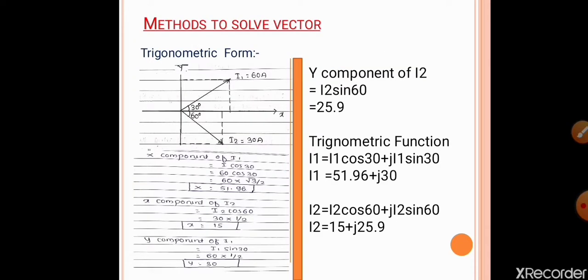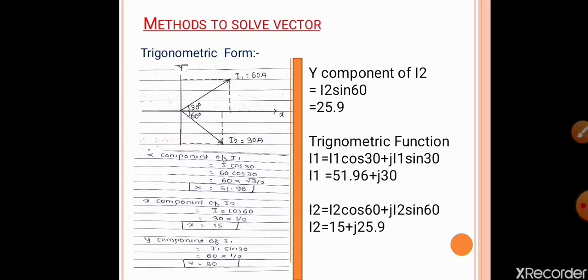First we will see the methods to solve vectors, that is the trigonometric form. Consider two currents: I1 equal to 60 ampere at 30 degrees to the x-axis, whereas I2 is 30 ampere of current at 60 degrees to the x-axis. In the trigonometric form we have to resolve the I1 current and I2 current into two components, that is the x component, the horizontal component, and the vertical component.